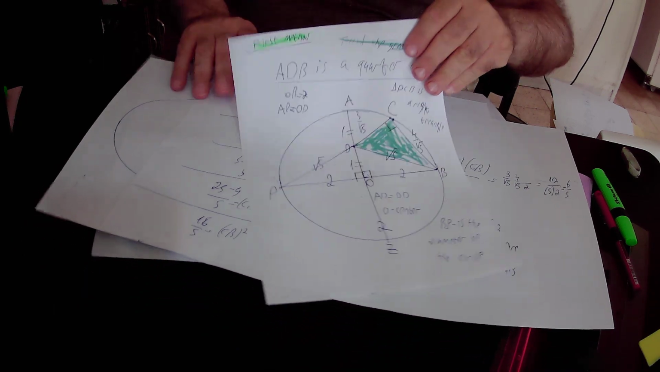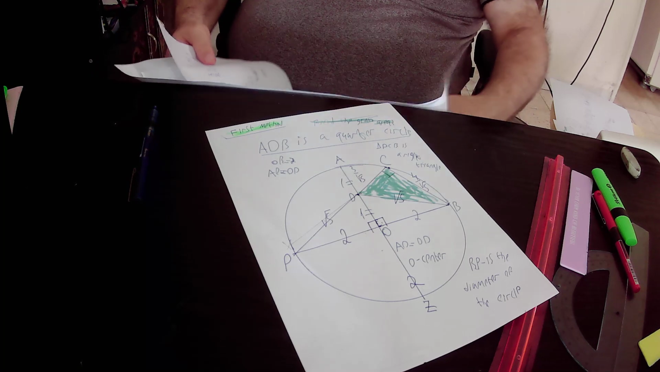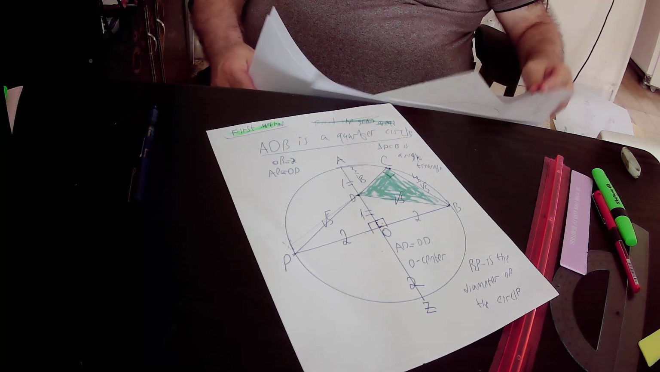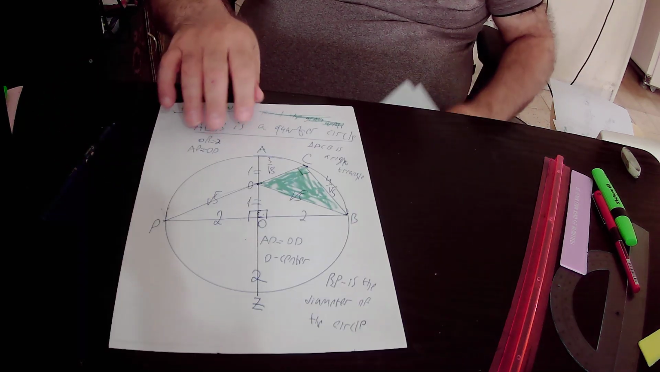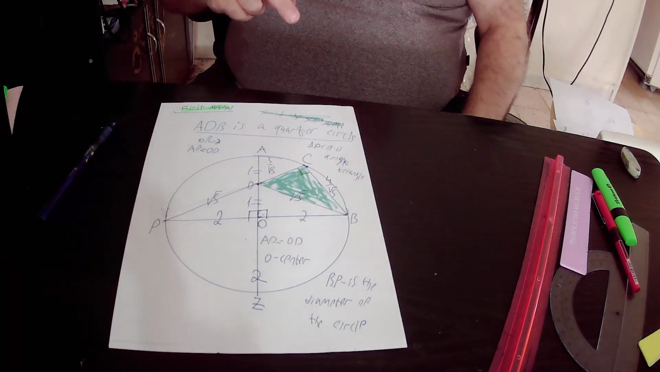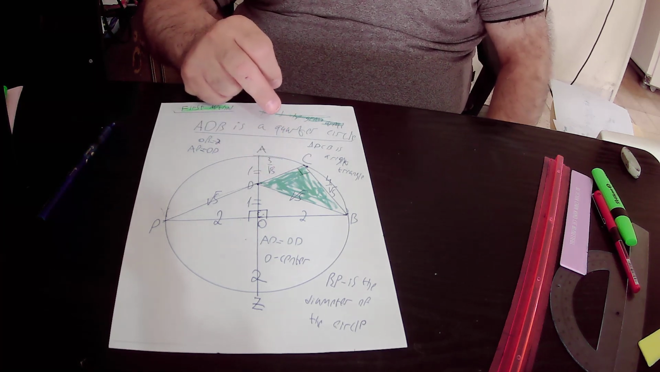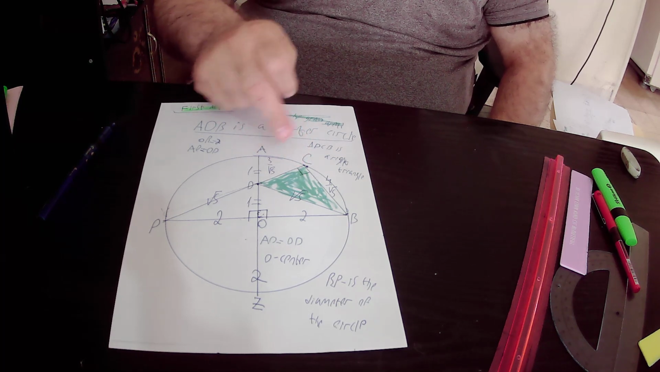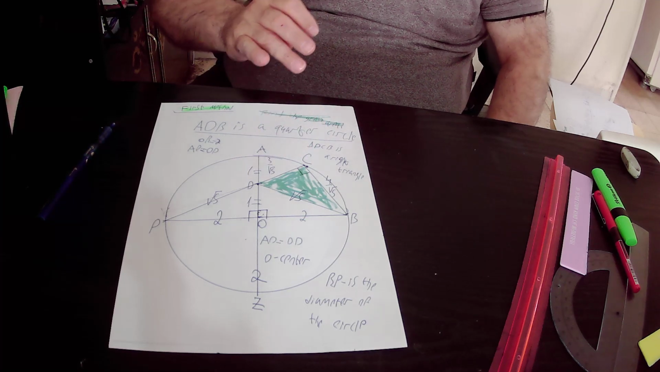So in the drawing, we have a quarter circle. Side OB of the quarter circle equals 2 units. AD equals DO. Inside this quarter circle we have this right blue triangle, triangle DCB, and we want to find out the area of this right blue triangle, triangle DCB.